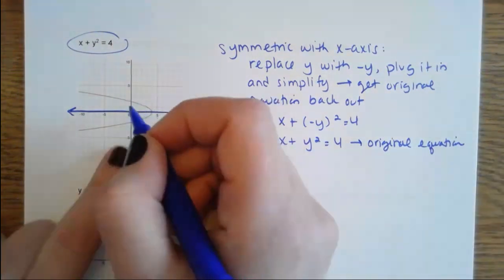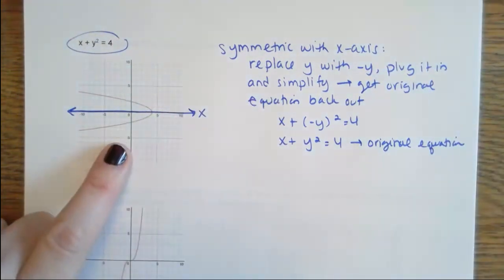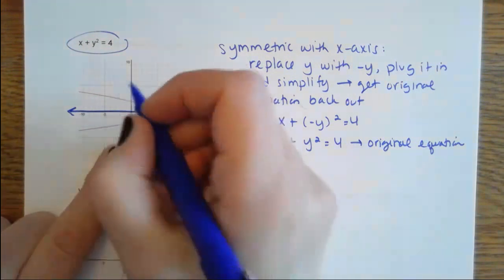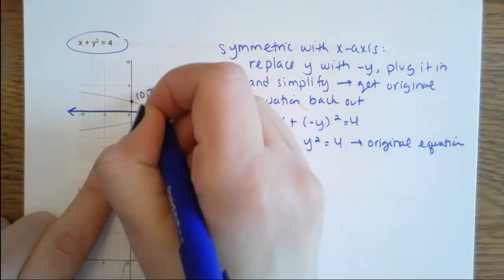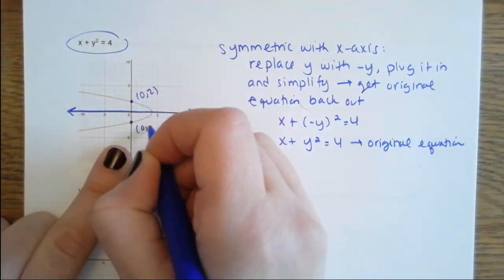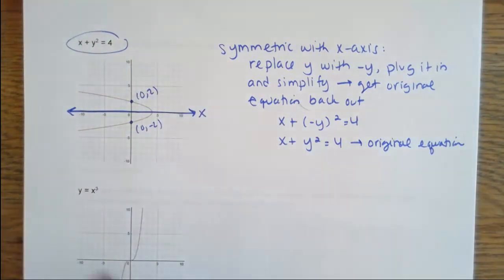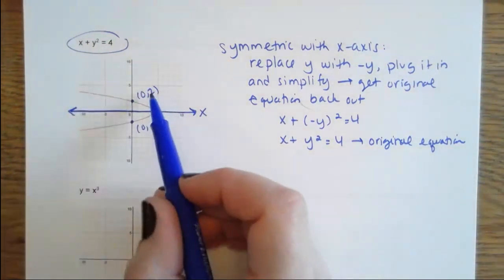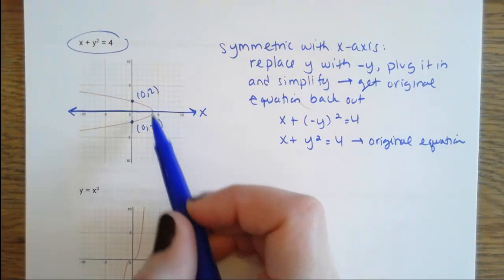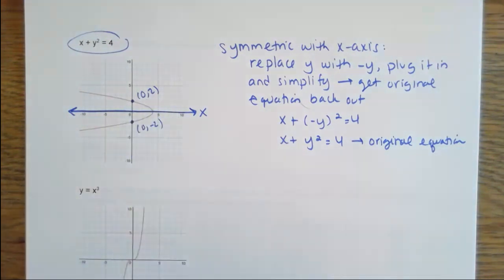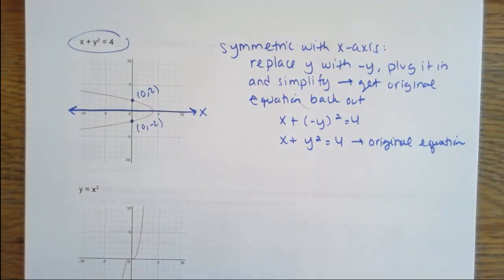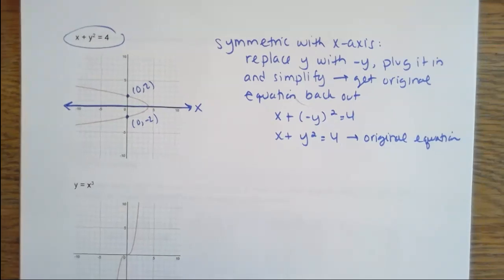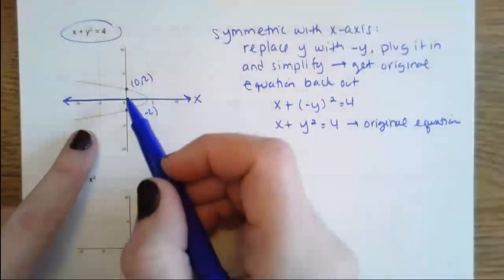When I look at the graph, for instance, here is the point (0, 2), and here is the point (0, -2). So what's happening in this case is that the y value, whether it's positive or negative, gives you the same x value. So it's the other direction compared to the last example. And again, you can do other examples here too.